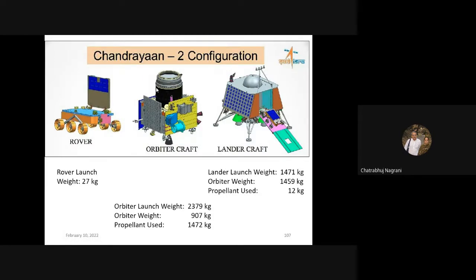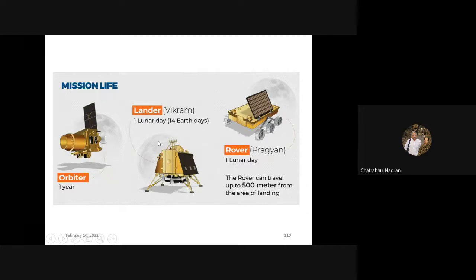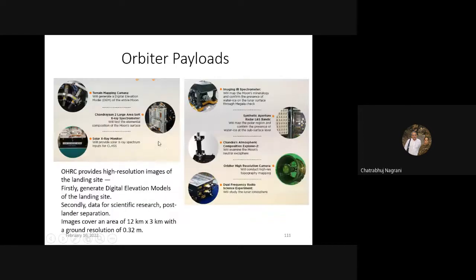Chandrayaan-1 was an orbiter moving at 100 kilometers. This is also an orbiter, and it is taking pictures. Of course, we were not successful with the lander, but this was launched using GSLV Mark III because it was much heavier. So these are some of the details. I will not go into the details. These are the payloads, and everybody has heard of them.